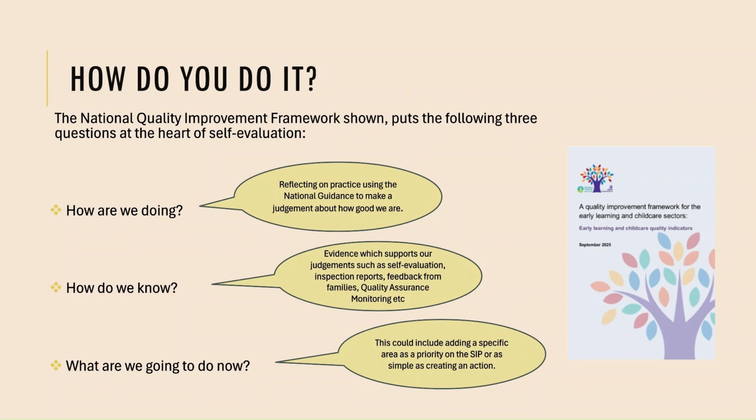Once you have identified the area for improvement, you'll go on to answer these 3 questions. The National Improvement Framework, shown on screen, puts the following 3 questions at the heart of self-evaluation. How are we doing? How do we know? And what are we going to do now? We're going to go on and look at these questions in more detail to support your answers within your self-evaluation.